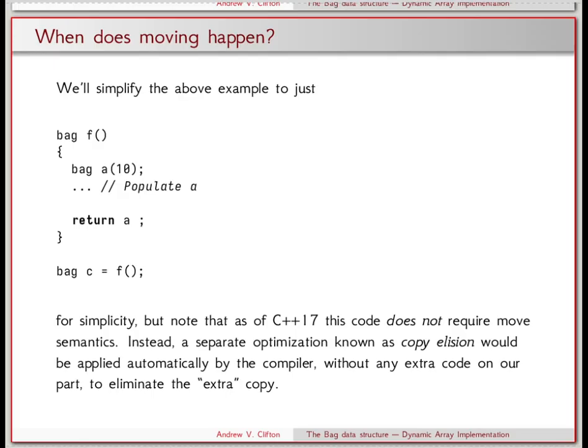We'll simplify this example down to just this to avoid the ternary operator here. So you can imagine this is making a copy of A into C. This doesn't actually use move semantics. There's an extra compiler optimization that eliminates the copy automatically without us having to write any code. But you can imagine that between C++11 and C++17, this would have been where we can avoid the copy if we write the code to do the theft part of it.